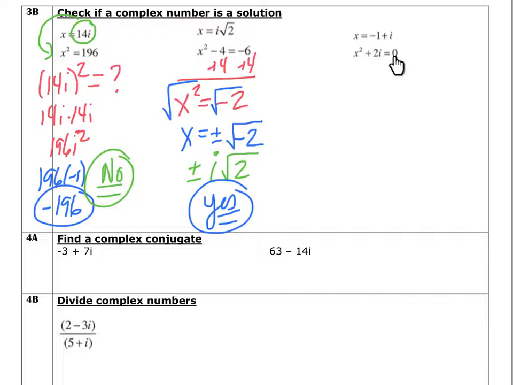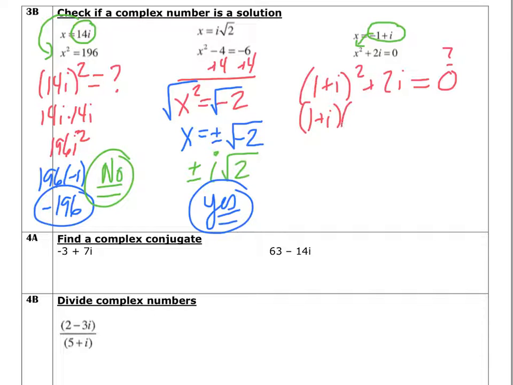Now this third one here, again, we can try to solve it using algebra or substitute. I'm going to show you the substitution on this one. If I put this into here, what it's going to look like is this. 1 plus i all squared plus 2i. The question is, does it equal 0? So what I'm going to do is simplify this. Be careful, 1 plus i must be repeated twice. So what I do is 1 plus i times 1 plus i. Once I simplify that, I'll add the 2i to it.